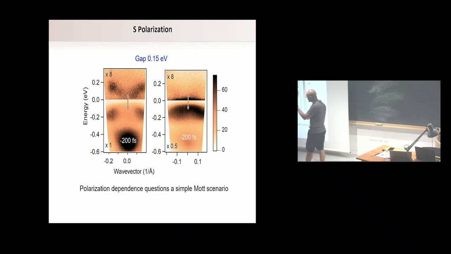And when you change the polarization from P to S, a new world appears. And you see here that now the spectral weight of the lower Hubbard band is strongly suppressed, and you start to see much more above the Fermi level.